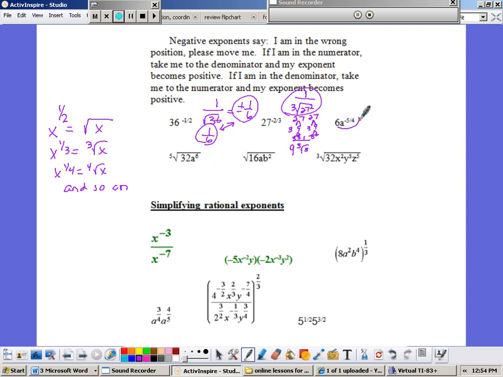In this case, only the a is the one that's moving, so the 6 is staying on the top, and a to the 5/4 is going to the bottom. Or 6 is staying on the top, and the fourth root of a to the 5th is going to the bottom. 32 has a little 1, so it's 32 to the 1/5, a to the 6/5, if I'm pulling it out. 16 has a little 1, a has a little 1, so it's 16 to the 1/2, a to the 1/2, b to the 2/2, or 1.